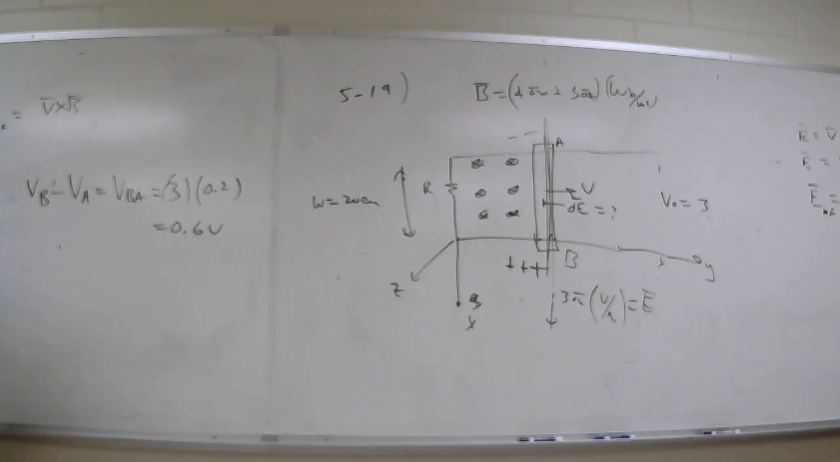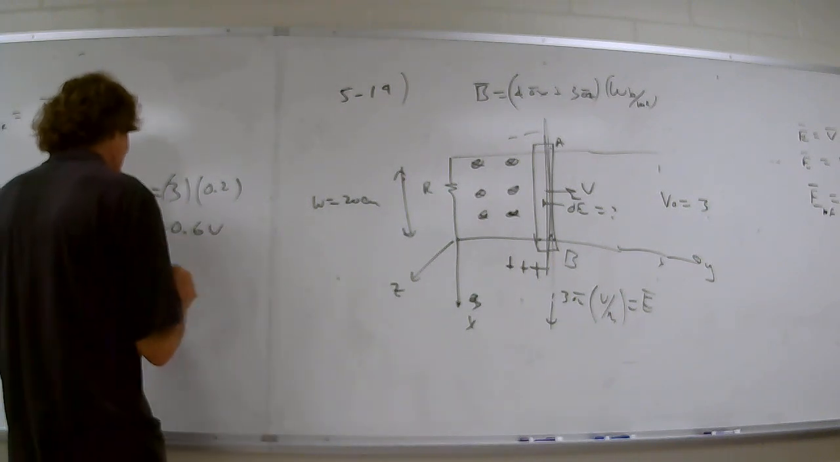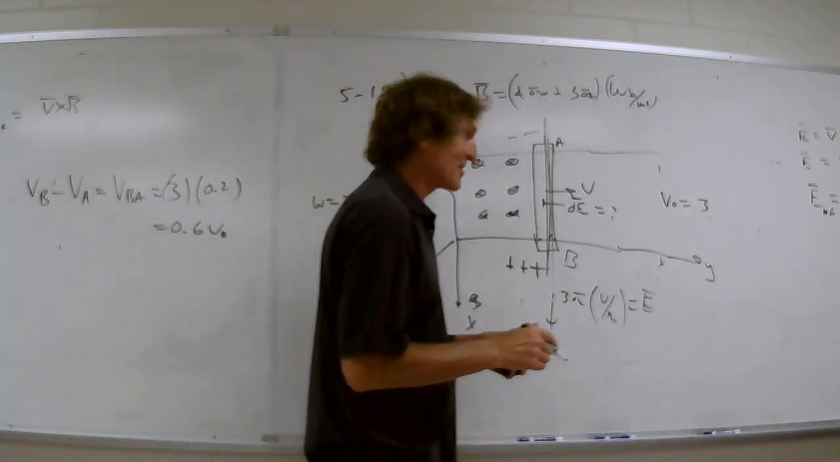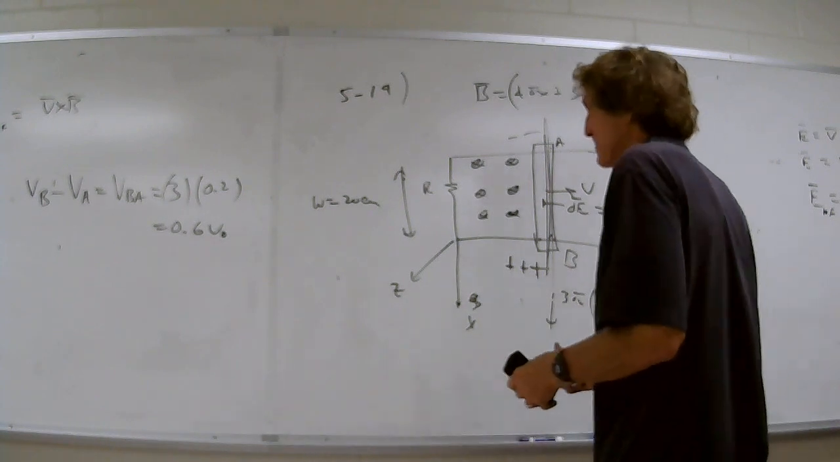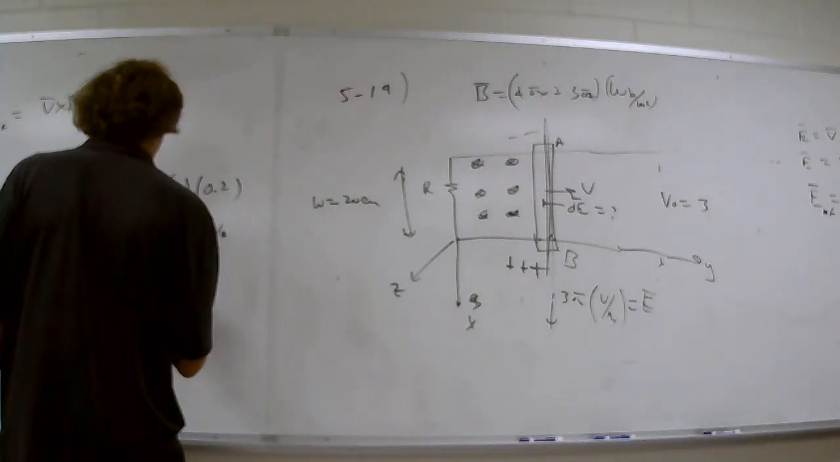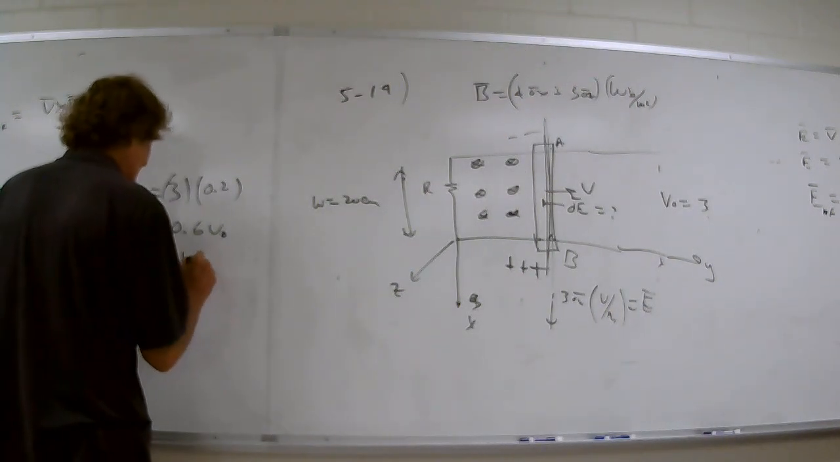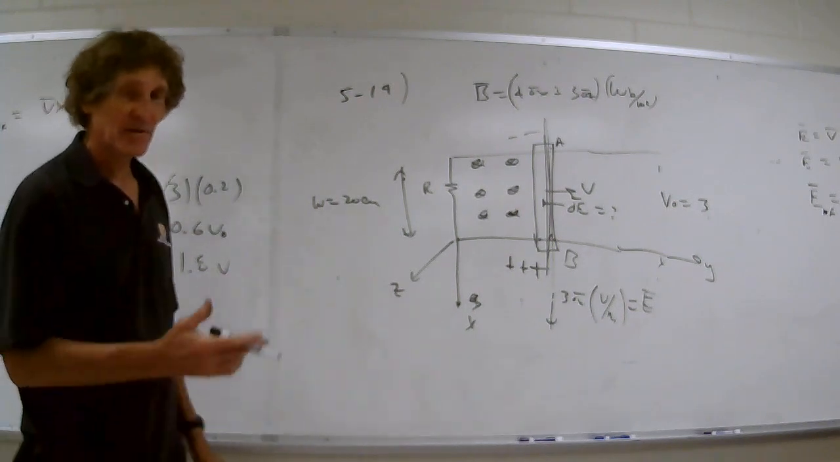Wait. Spacing is 20 centimeters, right? Yeah, but wouldn't it be 3 times V naught? Yeah. 3 times 3, so it'd be not 0.6, 3 times that, 1.8. Sorry, you're absolutely right. I don't mean to make mistakes like that. So that's going to be 1.8 volts. I'm so sorry, because of V naught, my bad.